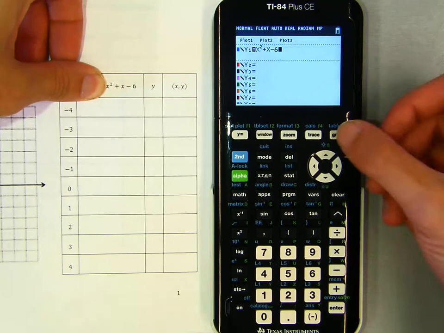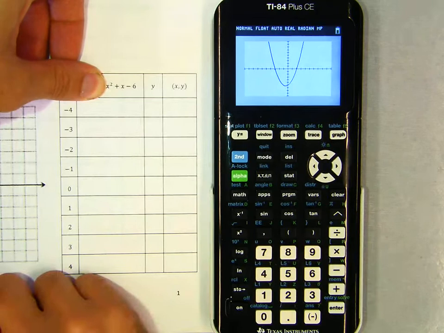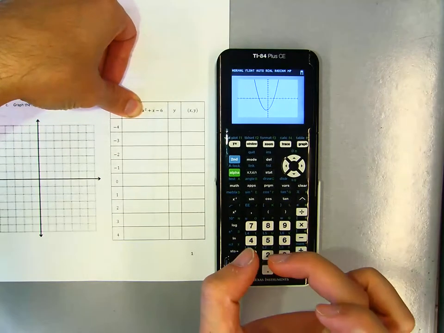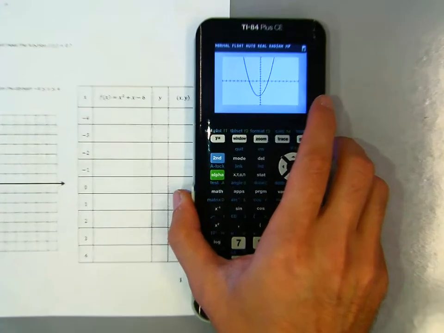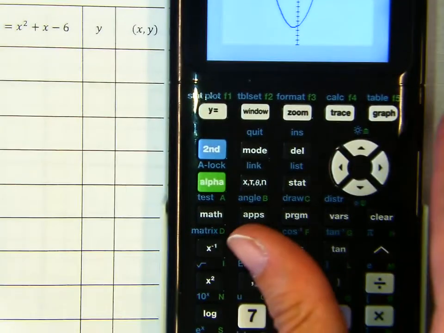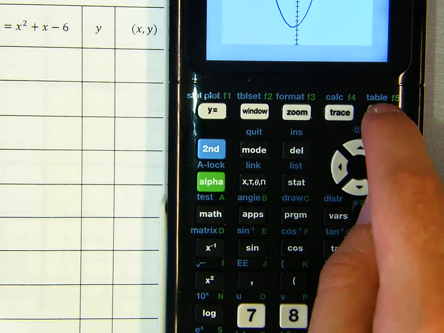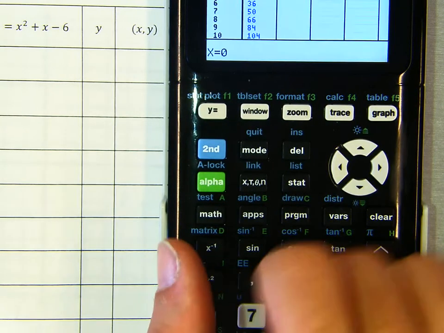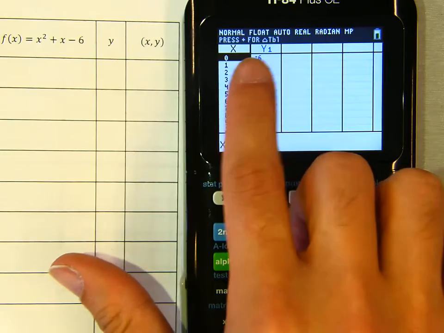Now notice that if I hit graph, oh my gosh, it gives us the graph, right? It looks nice and pretty. But how are we going to take the graph and put it on our paper? We need the points. Where can we get the points on the calculator? Notice that within your calculator, you have commands that are in baby blue. Above graph, you have the word table. Because it's in baby blue, we hit second graph. And here is the table. This is my x value and this is my y value.